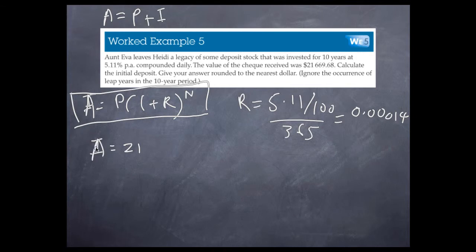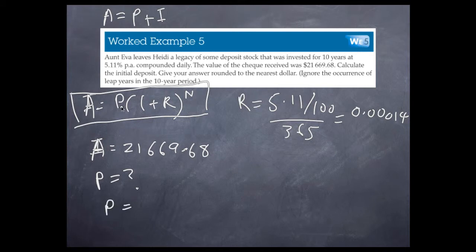It should be amount. So the final amount is equal to 21,669.68. Now calculate the initial deposit. This time instead of them asking you to calculate the amount, they're already giving it to you, and they want you to find the principal. So this is the subtle difference. They're not asking you to find the amount, they're asking you to find the principal. And the way we do that is we rearrange our formula.